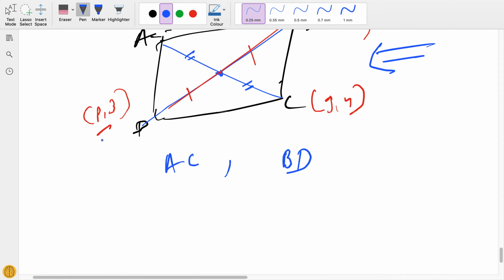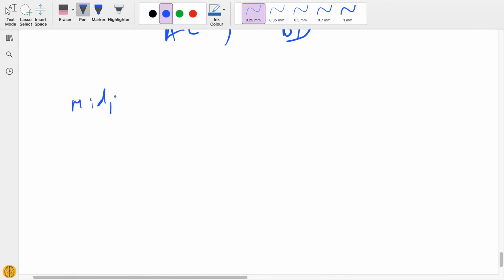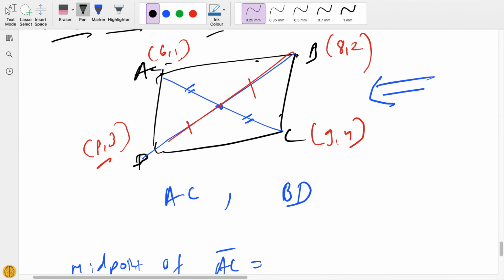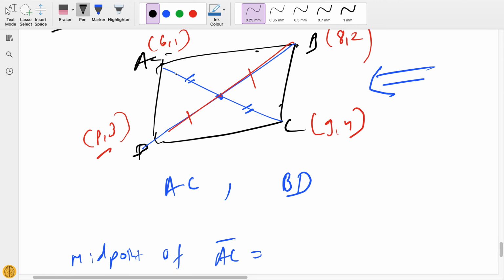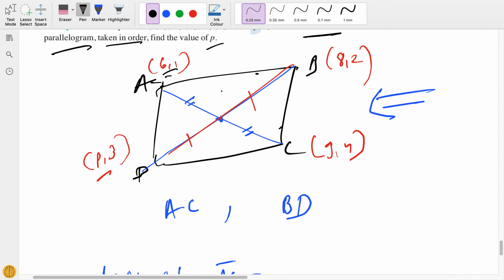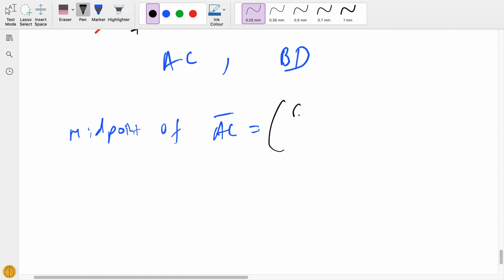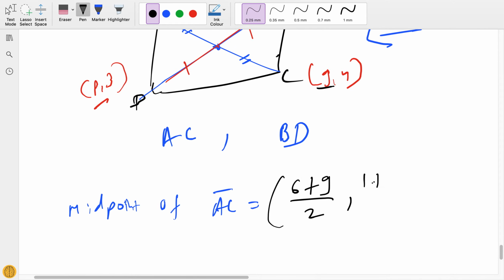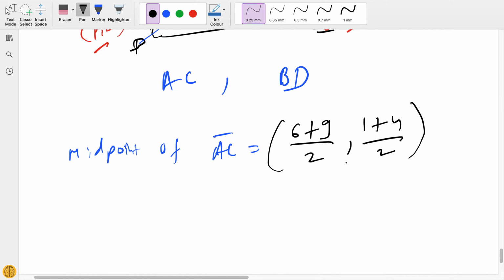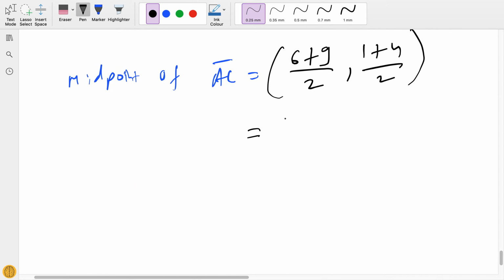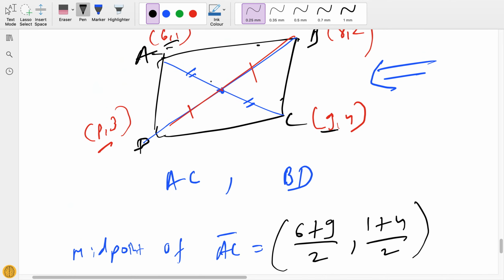So what will be the midpoint of diagonal AC? What is the formula for midpoint? X1 plus x2 by 2, y1 plus y2 by 2. So this is x1 plus x2, 6 plus 9 by 2, and 1 plus 4 by 2. This must be equal to 6 plus 9 is 15 by 2, and this is 5 by 2. So this is the midpoint for AC.